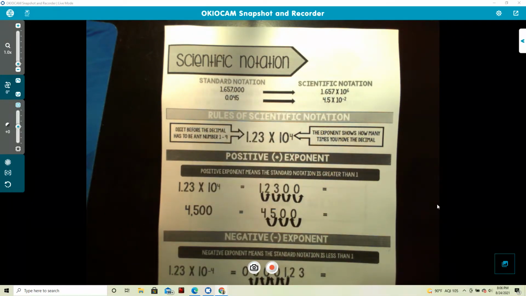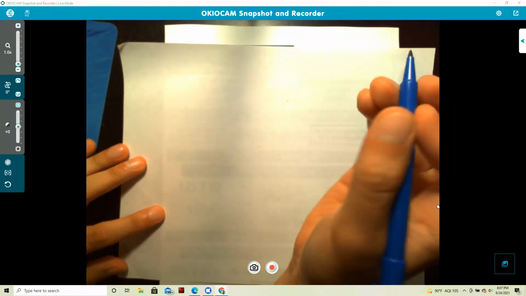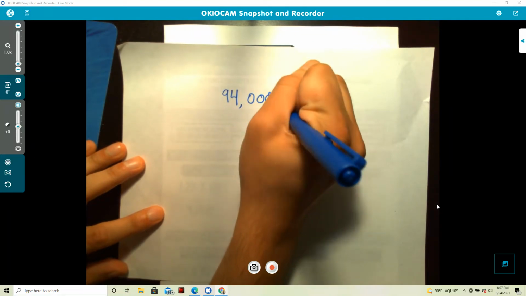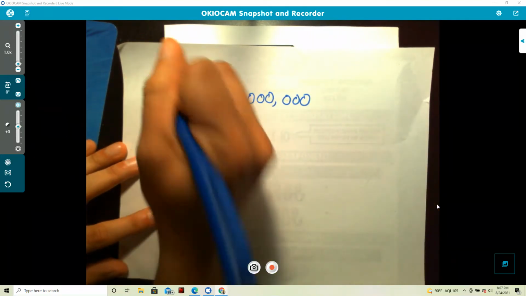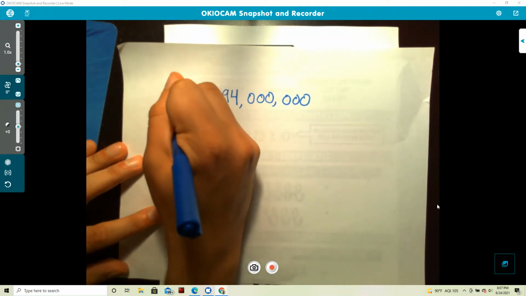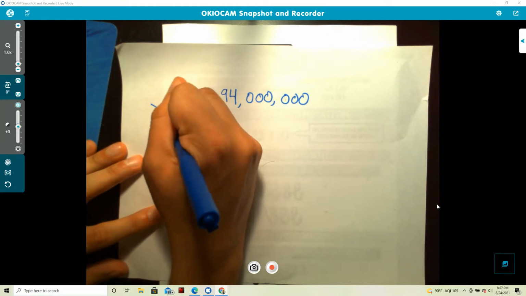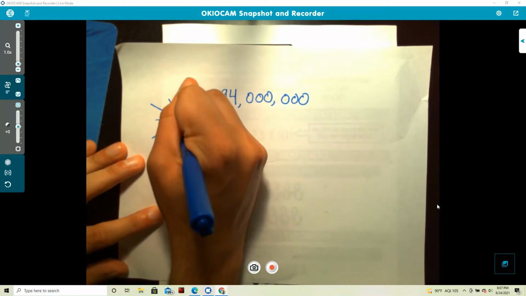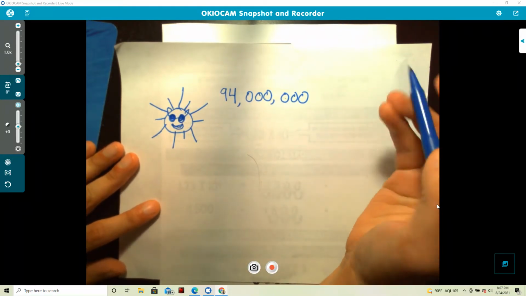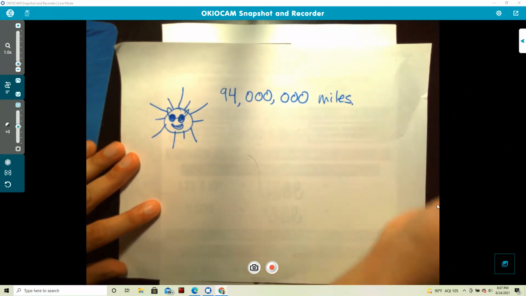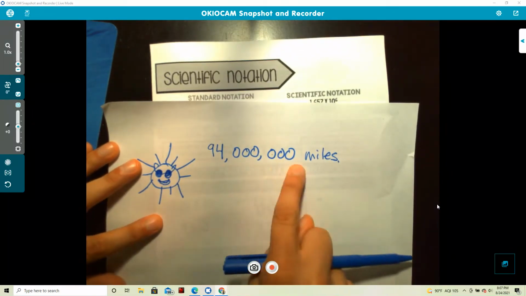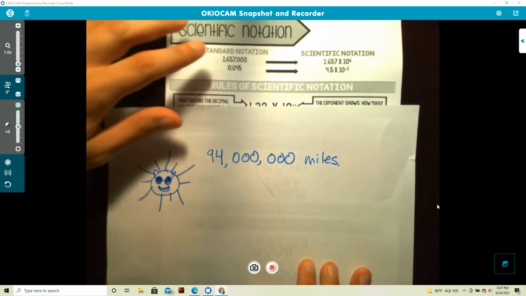So for example, if we wanted to write 94 million, which is how many miles the Earth is from the sun. Oh, cool little sun there. So 94 million miles the Earth is from the sun. Scientific notation is a different way to express that number. What we're used to is what's called standard notation.